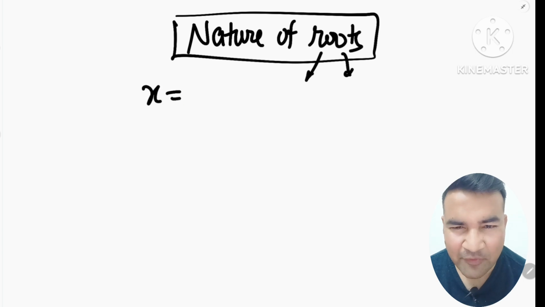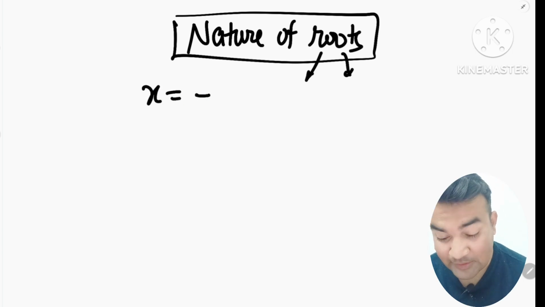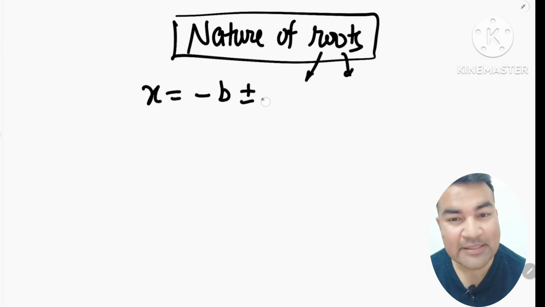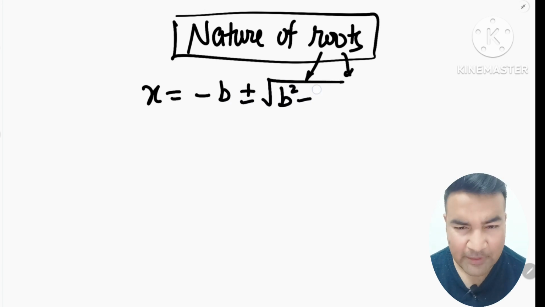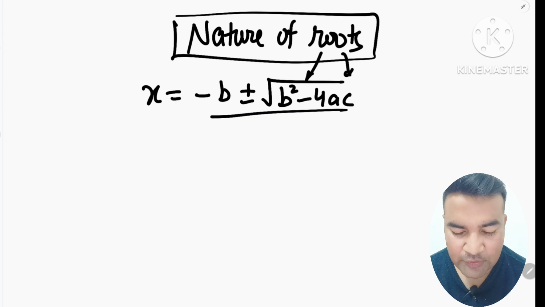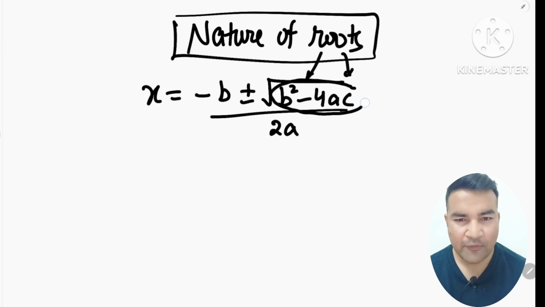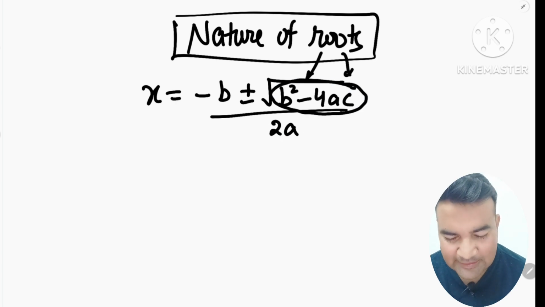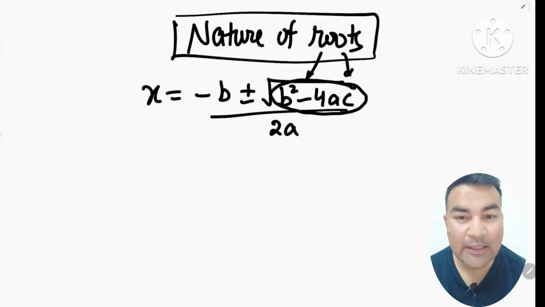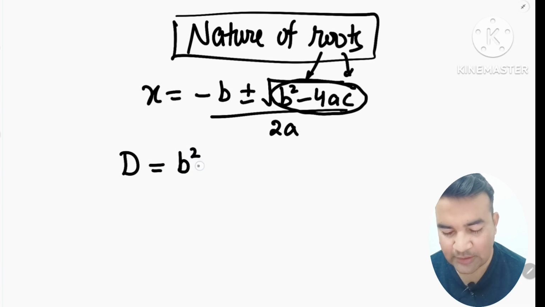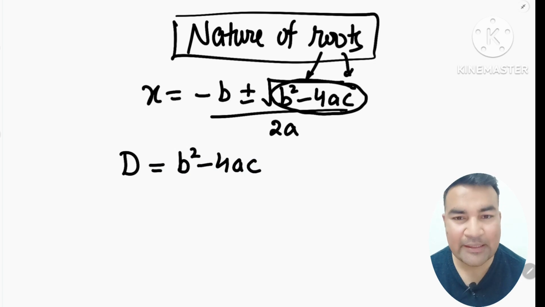So as you know what x is equal to, let's recall the discriminant formula: x equals minus b plus minus under root b square minus 4ac over 2a. Now from this formula, this portion will tell me the nature of roots. This whole portion is denoted with D, that is the discriminant, b square minus 4ac.